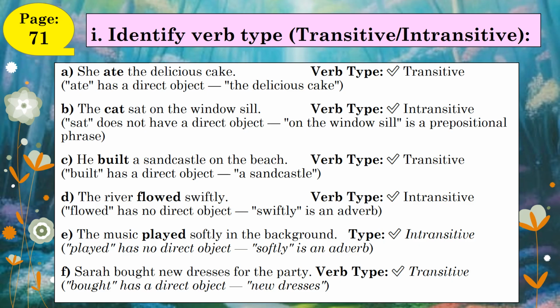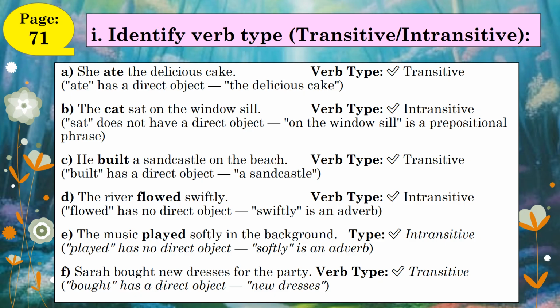1. She ate the delicious cake. The verb ate is transitive, because it's followed by a direct object, the delicious cake. 2. The cat sat on the windowsill. Sat is intransitive. There's no direct object. On the windowsill is just a prepositional phrase. 3. He built a sandcastle on the beach. Built is transitive. The verb acts directly on a sandcastle.